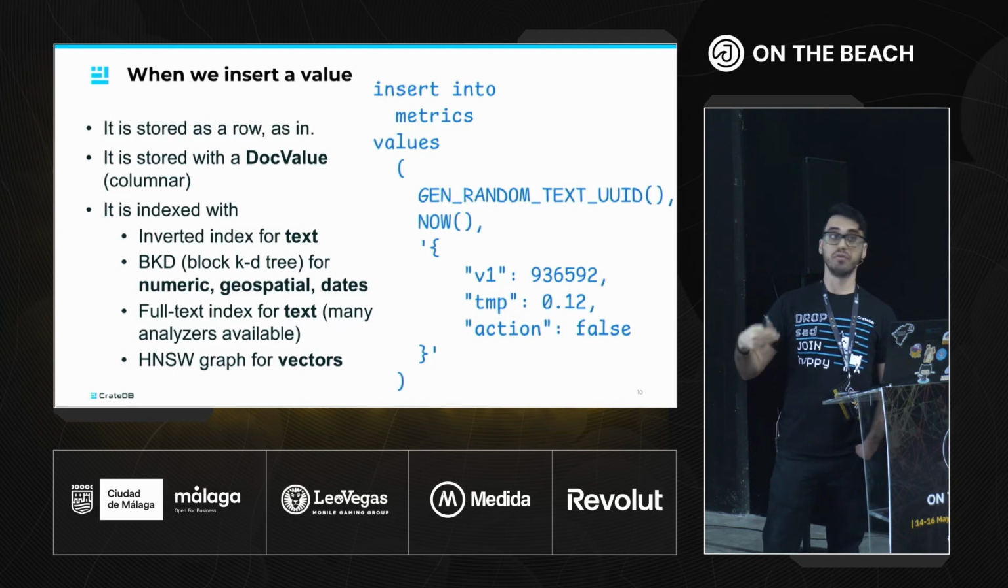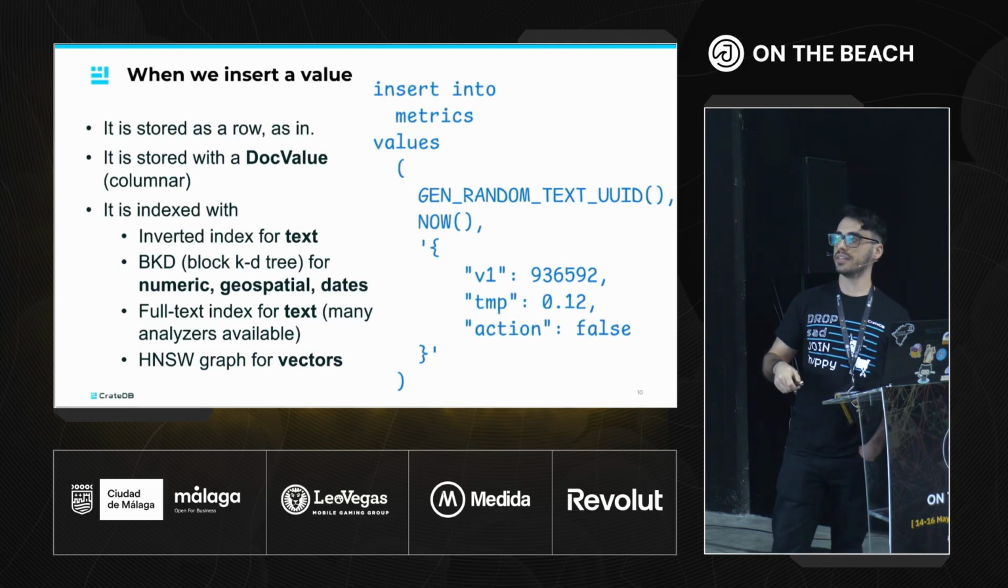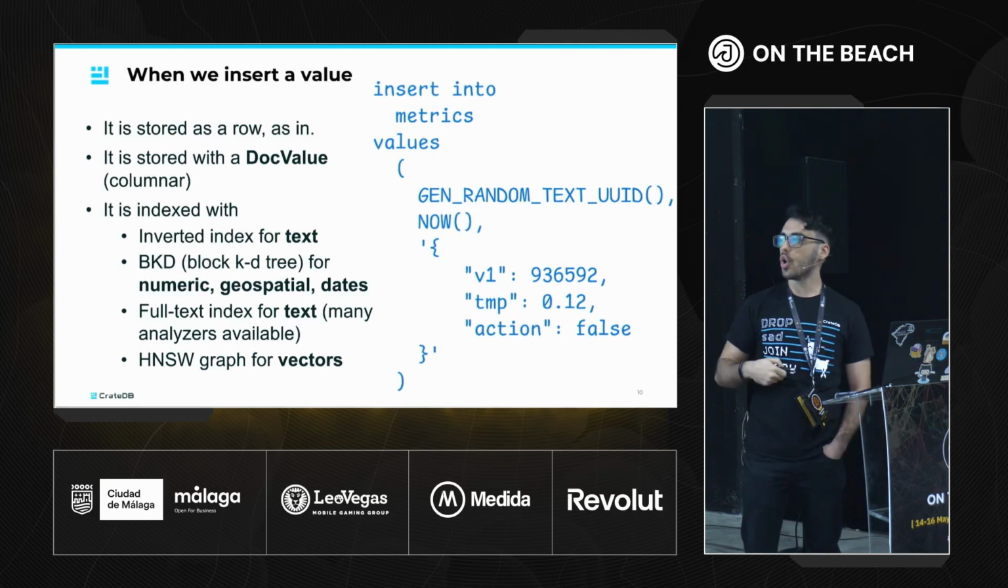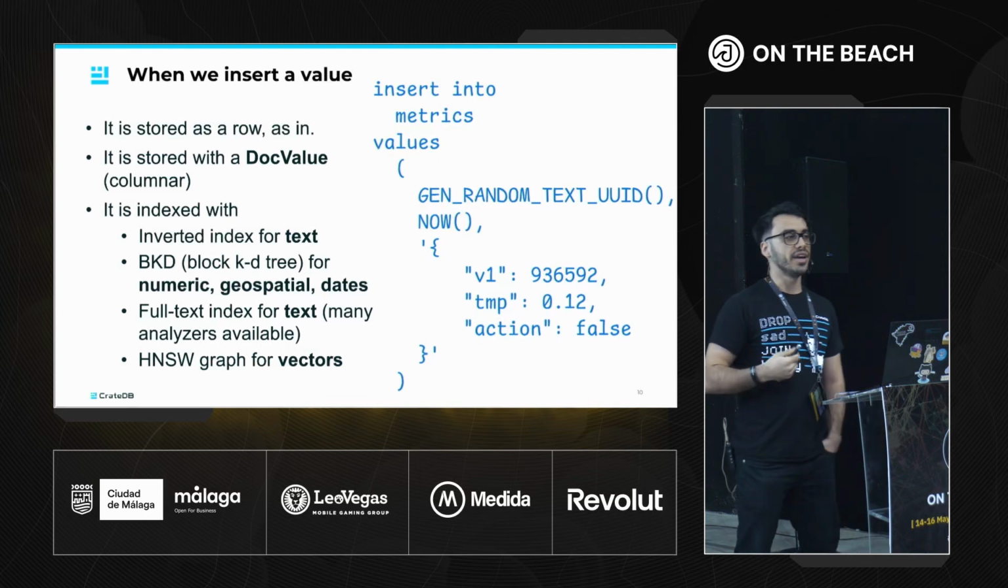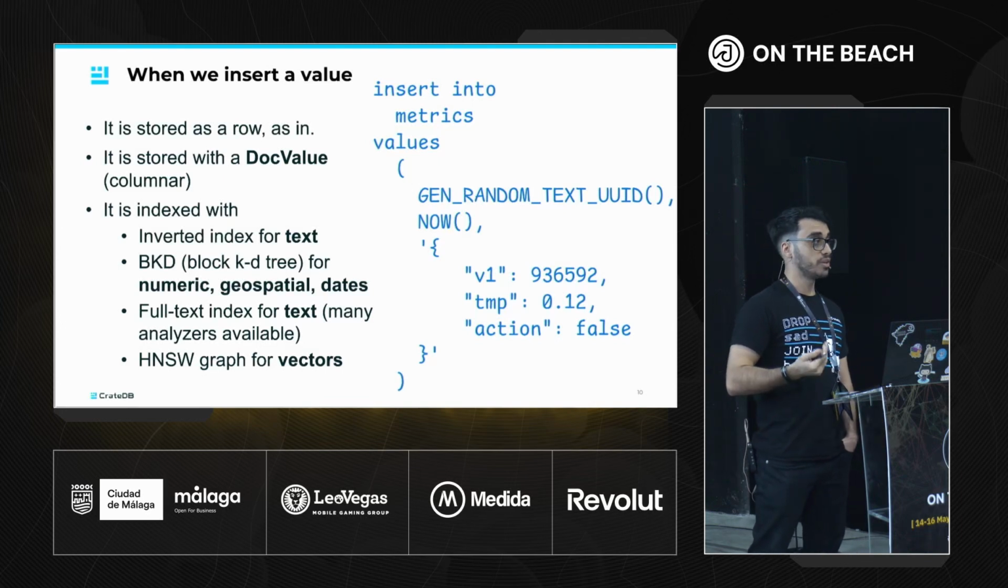For full text search, we use a full text index. We use different analyzers, and for vectors, we use HNSW graphs. And when I say that we index everything, I actually mean that we index everything.